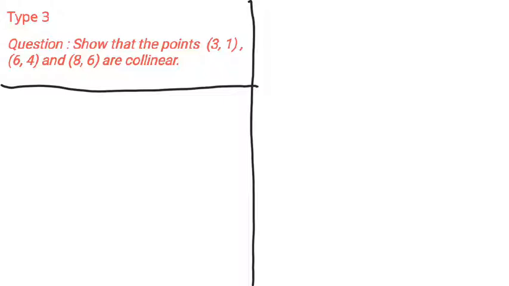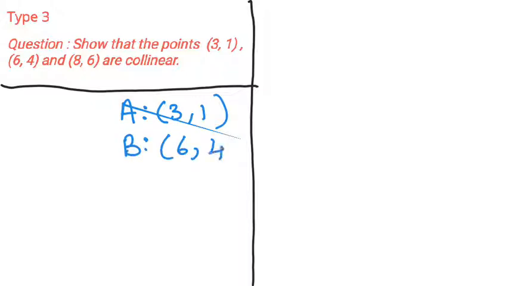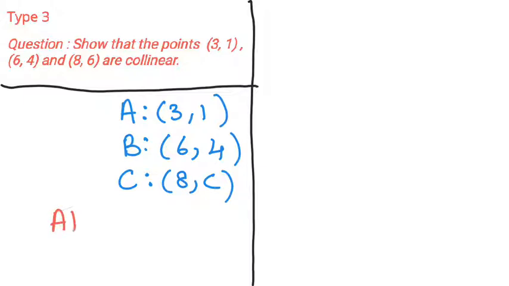Again, let's start by naming the points. A is 3, 1, B is 6, 4 and C is 8, 6. Now again we will find the distances AB, BC and AC and then find out if AC is the sum of AB and BC to prove that the points A, B and C are collinear or not. So let's move ahead to find the distances between AB, BC and AC.